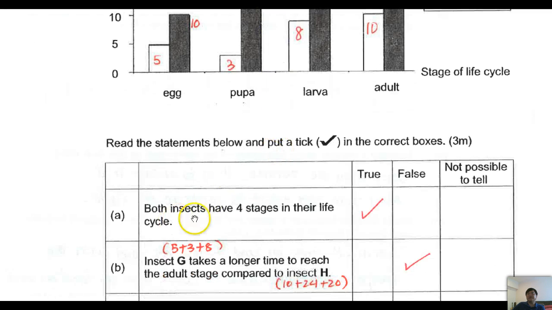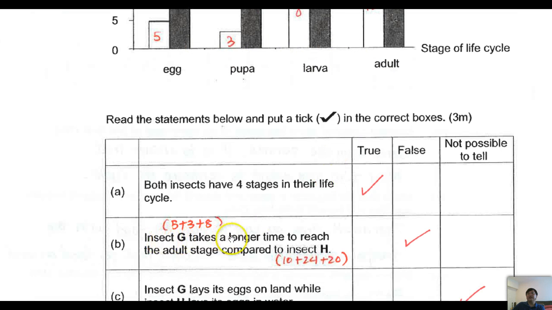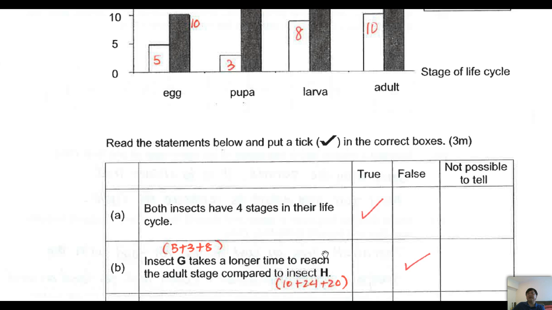Okay, now both insects have 4 stages in the life cycle. True, 1, 2, 3, 4, and this insect G takes a longer time to reach the adult stage compared to insect H. Now, why I place it this way, it's good to put the timing here, the number of days. Okay, it says that G takes a longer time. If you add this together, this is smaller and this is bigger, right?